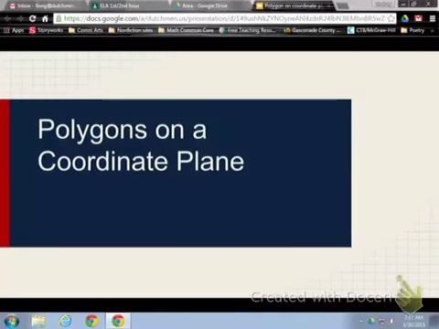Today we're going to continue on talking about polygons on a coordinate plane. So we're still going to use area and then a little bit more with perimeter.